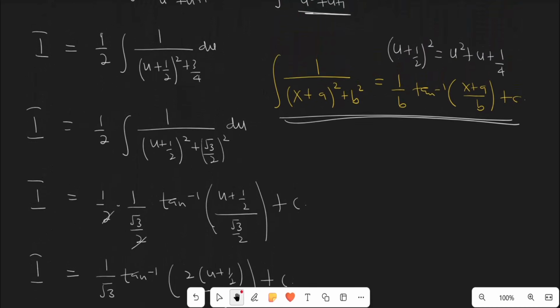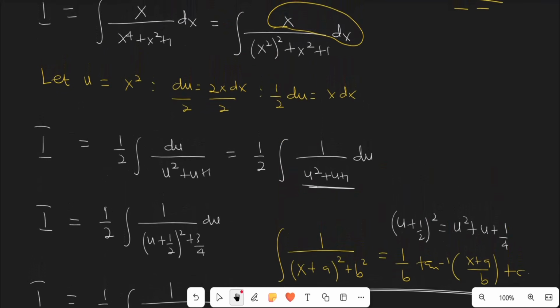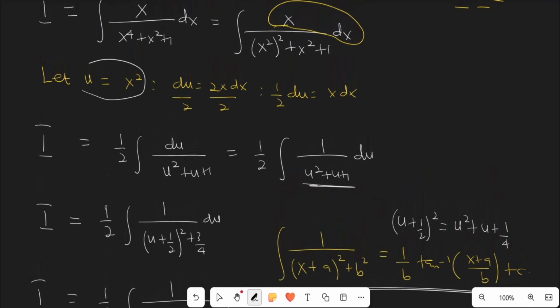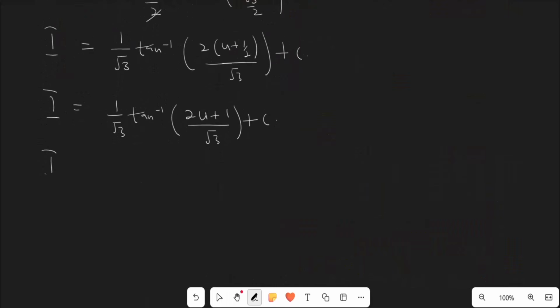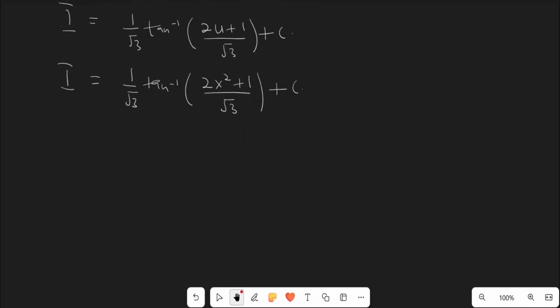We have to move back into the x world. So we know that u was equal to x squared. So just replace u with x squared. So I is going to be 1 over the square root of 3 tan inverse of 2x squared plus 1 all over the square root of 3 plus the constant of integration.